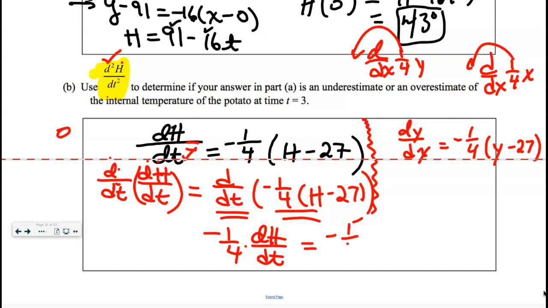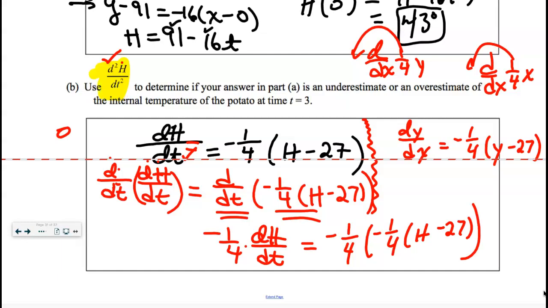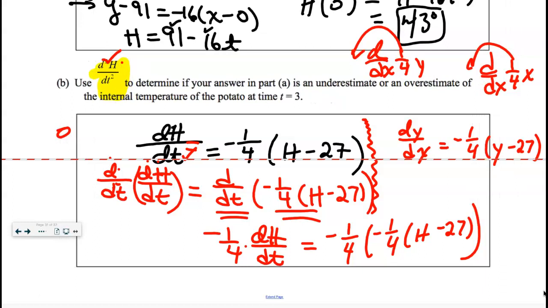So it's negative 1/4 of the negative 1/4 times h minus 27. I can just leave it like that if I want to. Am I done with the question? No. Because it says, was my answer in part A an under or an overestimate? Remember, I hopped on the tangent line and I used it to estimate a 43. I was off, right? I was either over or under. Do you guys remember how we decided whether it was over or under?